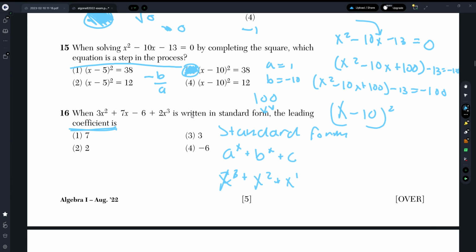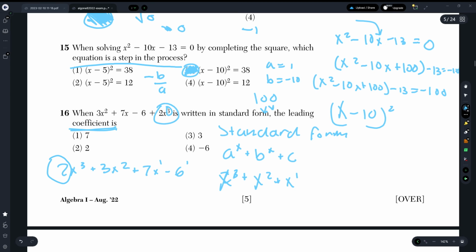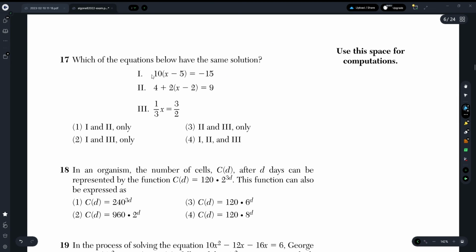So let's convert this to standard form. 2x cubed plus 3x squared plus 7x minus 6, right? This is in descending order of the exponent. We have 3, 2, 1. Of course, 2x cubed is our first term because it has the highest exponent, and the coefficient of that is 2, and that's the leading coefficient because it's the coefficient of the first term of the entire expression. So 16 is 2.